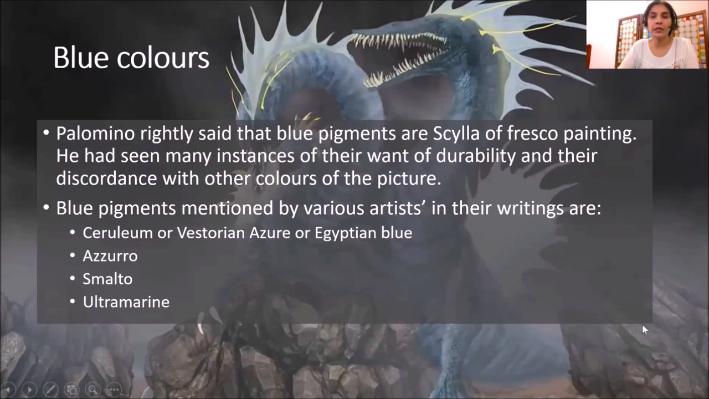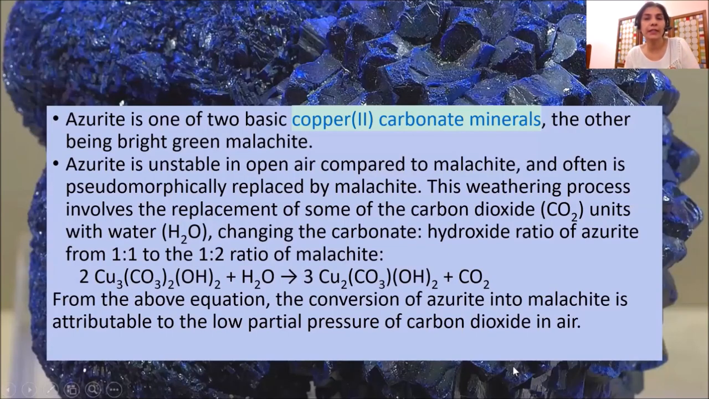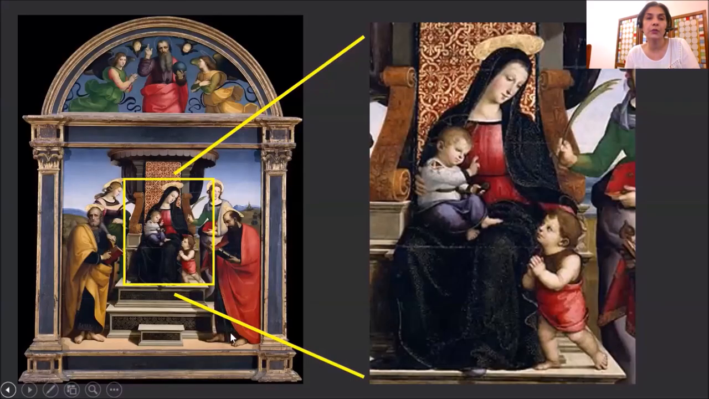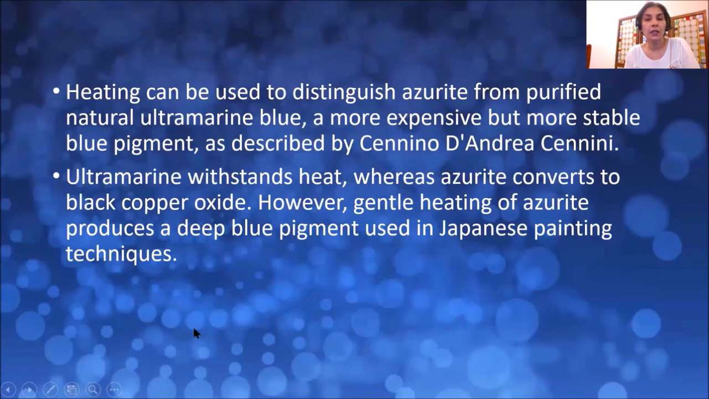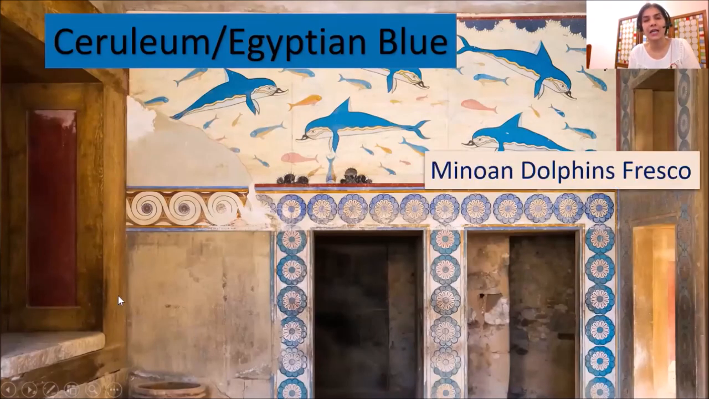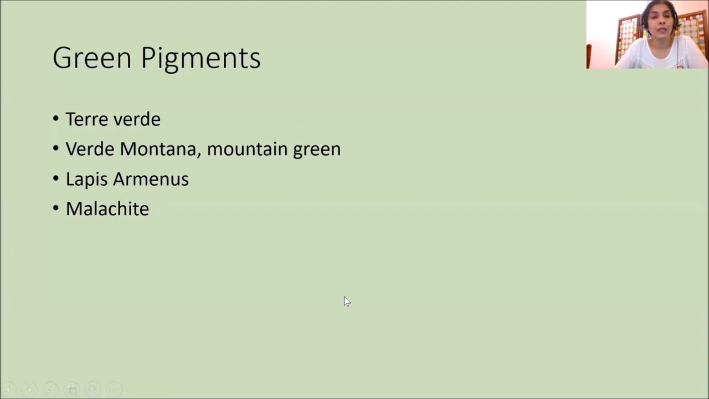So we talked about red, hematite, and now talking about blues, we talked about azurite, and azurite is not durable, it turns into malachite. From azurite we got Egyptian blue by the process of mixing it with sand and nitre, heating it and then crushing it. So this is about blue. The first synthetic pigment is blue. Red is abundant in nature.